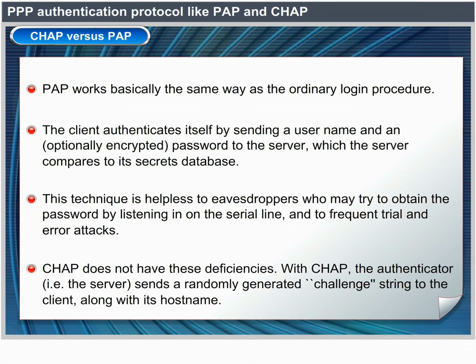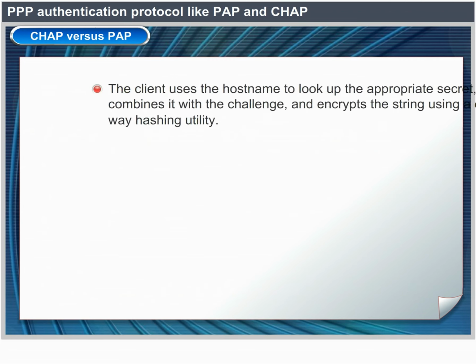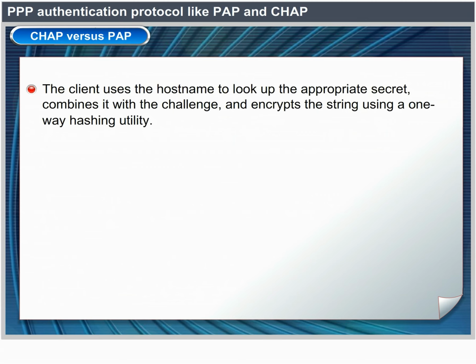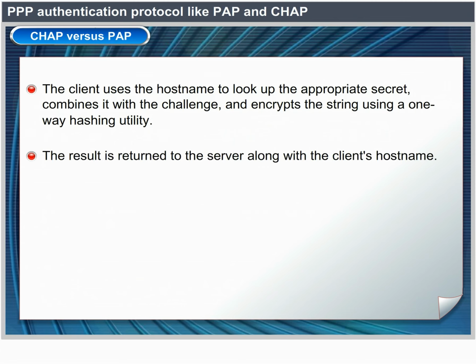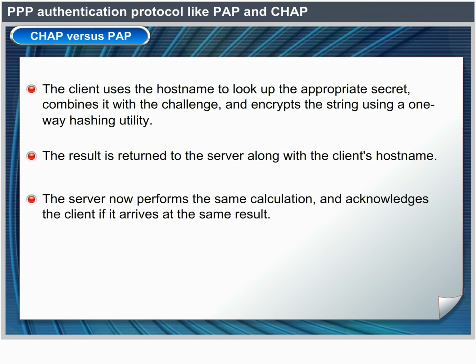With CHAP, the authenticator, that is the server, sends a randomly generated challenge string to the client along with its host name. The client uses the host name to look up the appropriate secret, combines it with the challenge, and encrypts the string using a one-way hashing function. The result is returned to the server along with the client's hostname. The server now performs the same computation and acknowledges the client if it arrives at the same result.